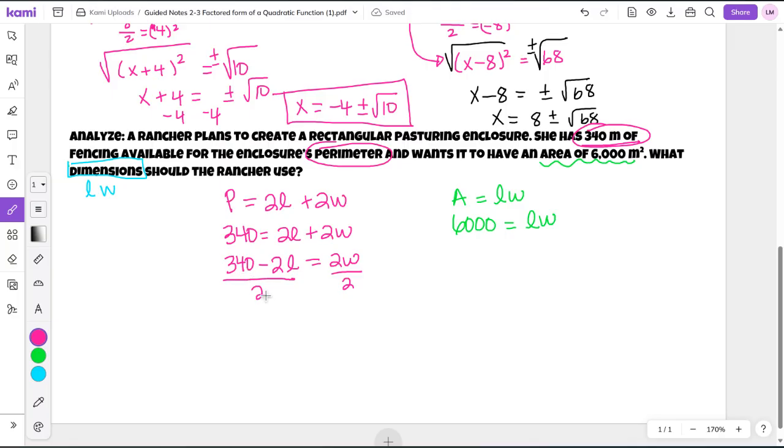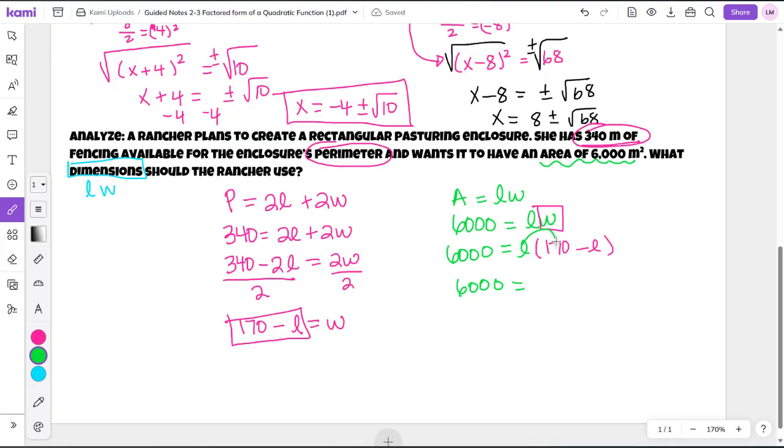So 340 divided by 2 is 170. 2 divided by 2 is 1. So 170 minus the length equals the width. All right, I'm going to take this and plug it in for W over here because whether we're measuring the perimeter or the area, it's the same rectangle. All right, so I have 6,000 equals L times (170 minus L). So 6,000 equals 170 times L minus L squared.